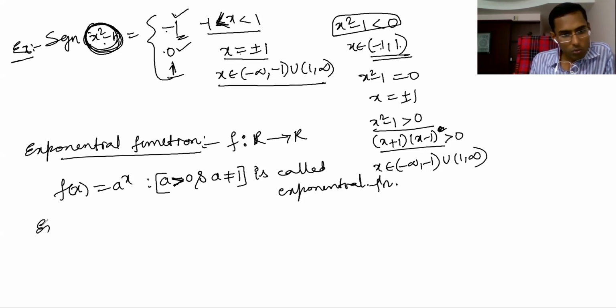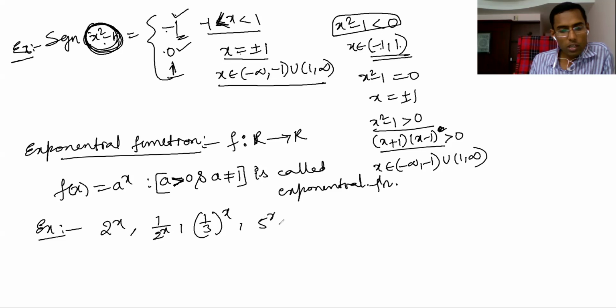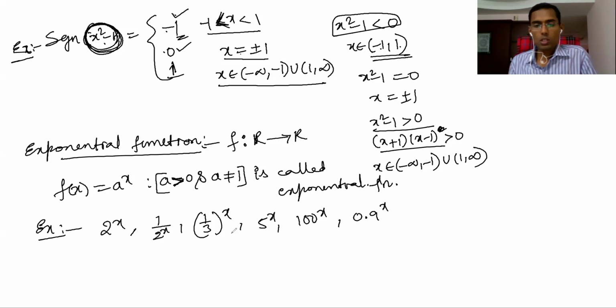So what are the examples? Examples for this are 2 power x, 1 by 2 power x, or 1 by 3 whole power x, and 5 power x, and 100 power x, and whatever. So these are all, 0.9 power x, like this. These are all exponential functions. The power is a variable, so these are exponential functions. Now, we'll see its graph, which is important here.